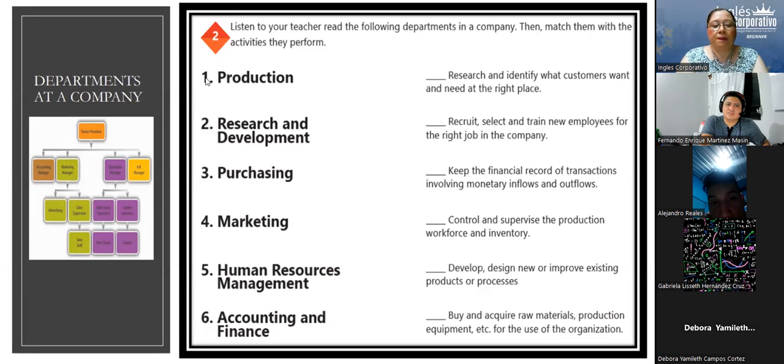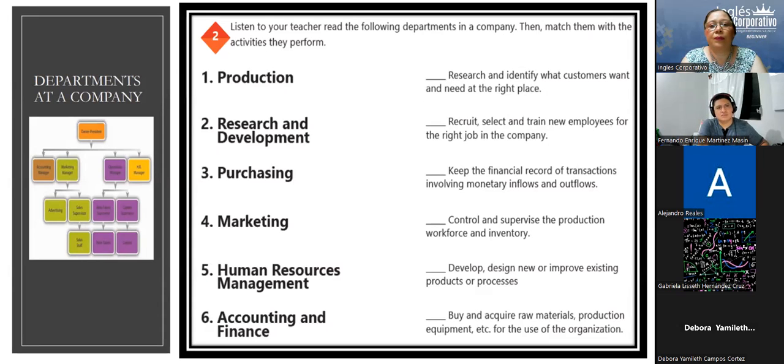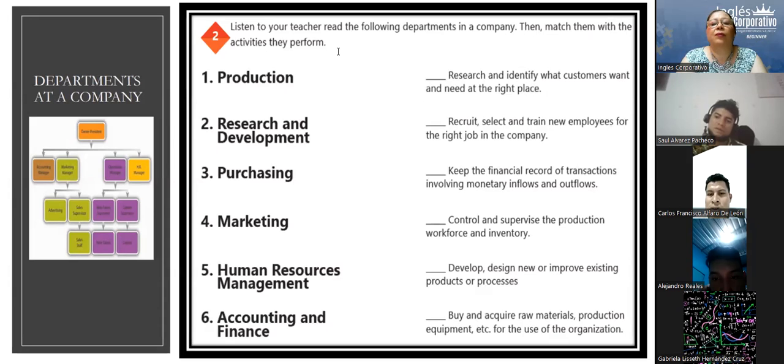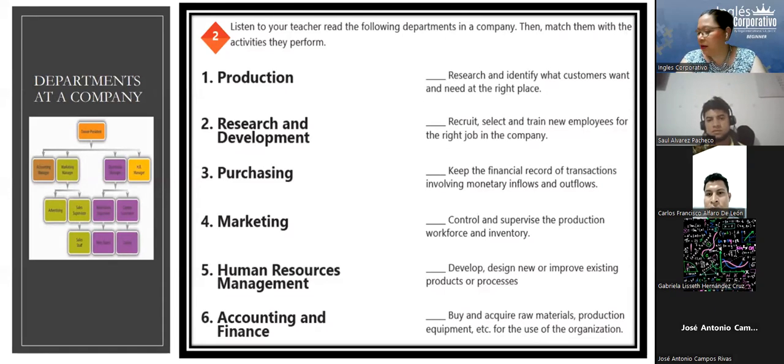And let's do the match. Number one, production. Which definition here? Actually, the activities we've got in this column are the ones that belong to the production area. What does the production department do? It's control and supervise the production workforce and inventory. Do you mind coming to the board and writing the number, please? Four. Number one. All right. Number two, research and development.